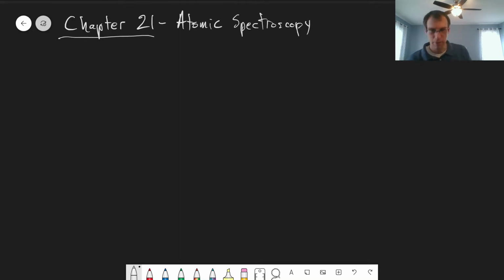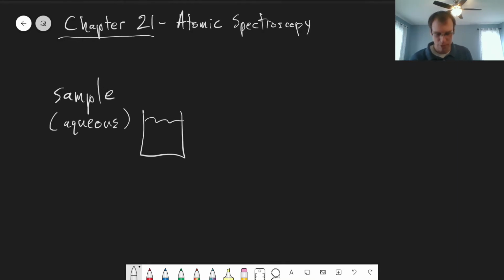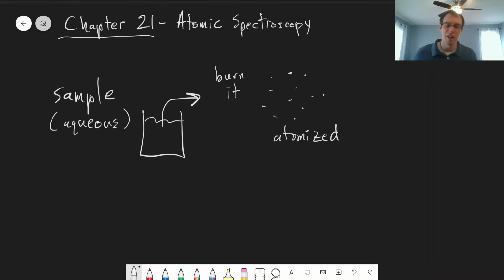And the essential idea is that we take our sample. So often this is an aqueous sample, as we're often measuring in analytical chemistry. So we have this in some sort of liquid solution, and then we take that sample and burn it. And we'll talk about there's a few different ways we can do this, so that everything is atomized. We want to break everything down into its atomic constituents, and then we do spectroscopy on this sample.